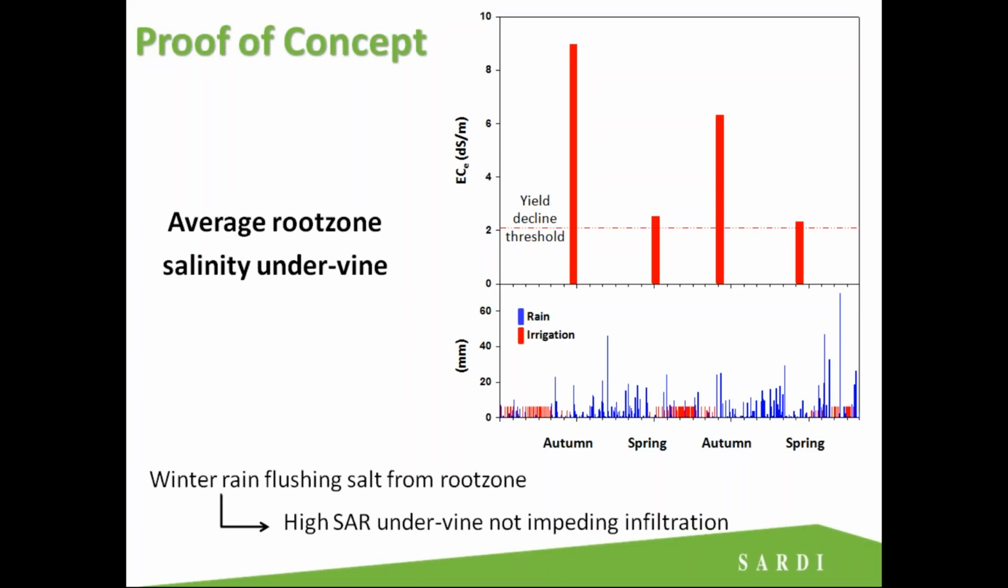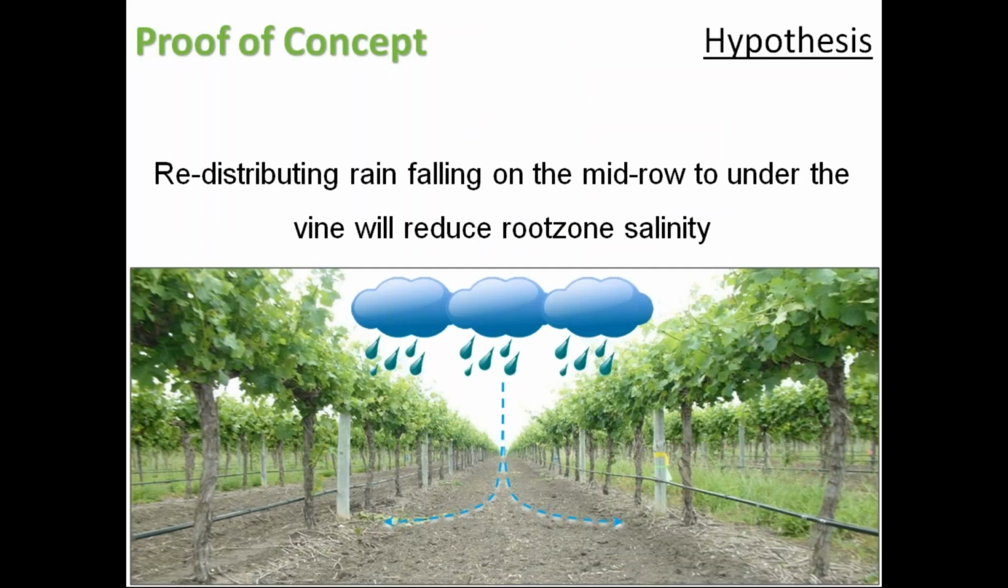The opportunity to maximise leaching through that winter period presented our hypothesis, which was to redistribute rain falling on the mid-row to the undervine soil and see if that will reduce the root zone salinity. And that became the basis of this project and the subsequent one that will also be discussed in this presentation. So trying to shunt rainfall from the mid-row to the undervine soils.